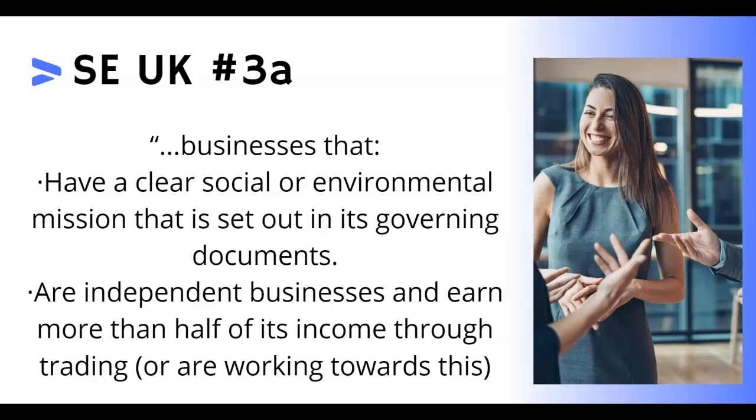Have a clear social or environmental mission that is set out in its governing documents. We just don't want you to say you're a social enterprise and that you do all these social and environmental missions. No, we want to see it embedded within your governing documents, like your articles of association, and of course, published publicly on your websites too. But the governing document is really the articles. Independent businesses that earn more than half of their income through trading or are working towards it.